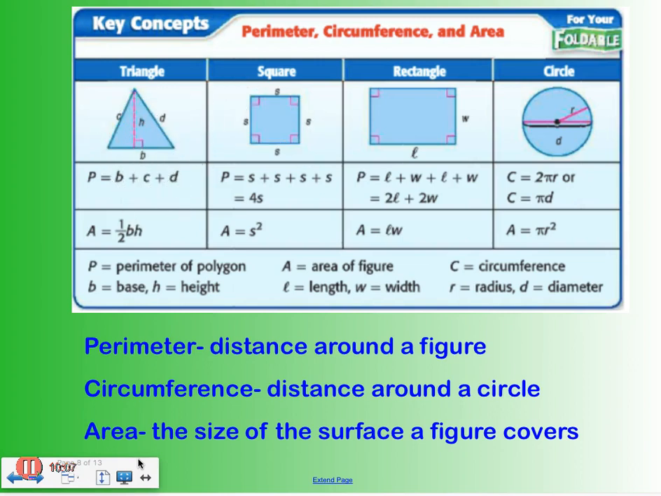Circumference is essentially the perimeter of a circle, but since it's circular, we give it a different name. It's the circumference, how far all the way around your circle. And then lastly, area is how much space or surface your figure covers.